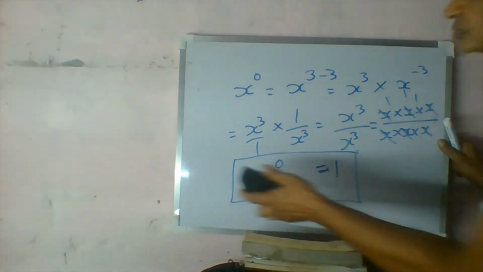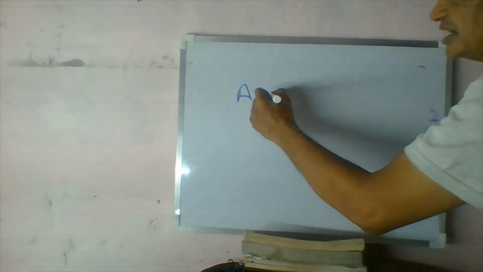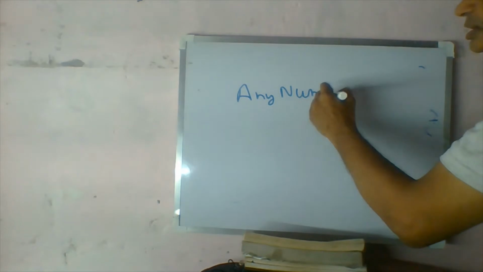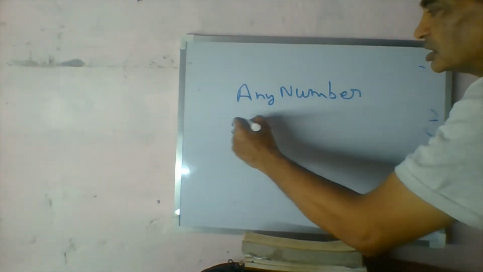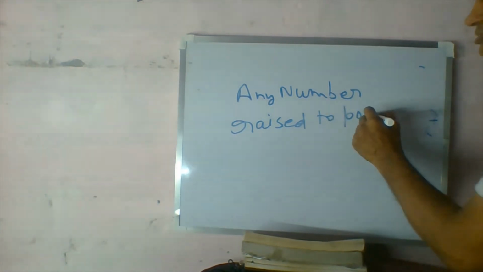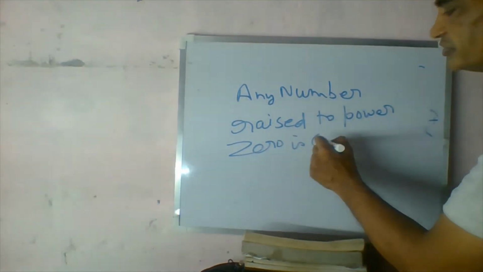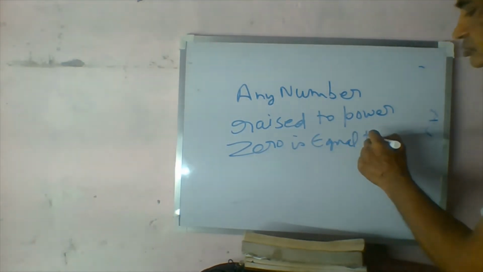So any number raised to power 0 is equal to 1.